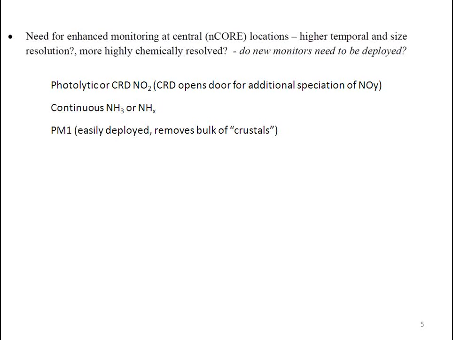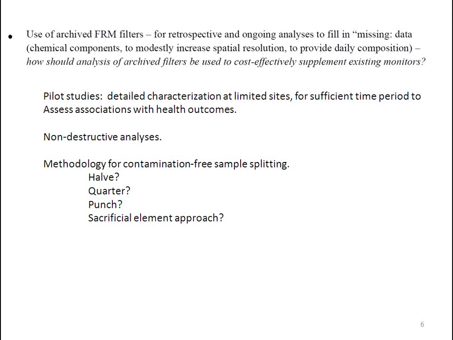Okay. Need for enhanced monitoring? Certainly. I think everybody's got their wish list, but going back to the NCORE sites, I would certainly add photolytic or cavity ring-down NO2, which is going to give you very good measurements of NO2. That will also flange up nicely with your near-road sites. Also continuous ammonia or NHx. NHx is pretty easy to measure continuously, actually, easier than ammonia.